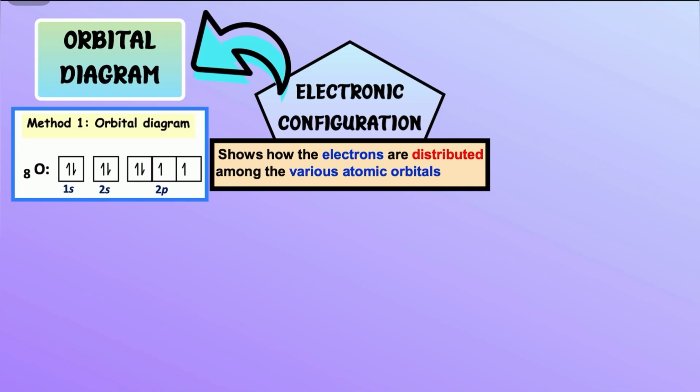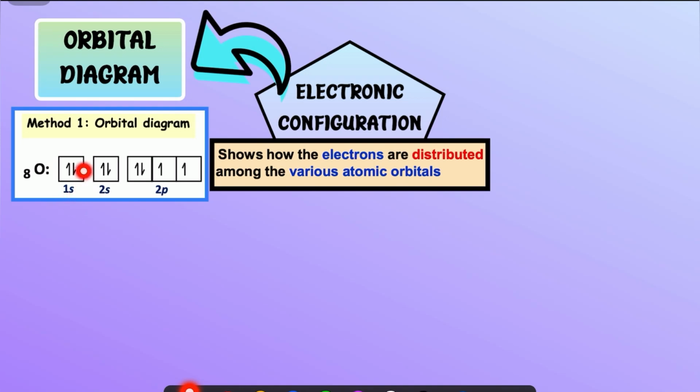For example, we have the element oxygen with the proton number 8. So it shows that the oxygen has 8 electrons. To write the electronic configuration in an orbital diagram, you have to draw the boxes. For example, for the 1s and 2s, label each of the boxes with the orbital, with the combinations of the n and l.